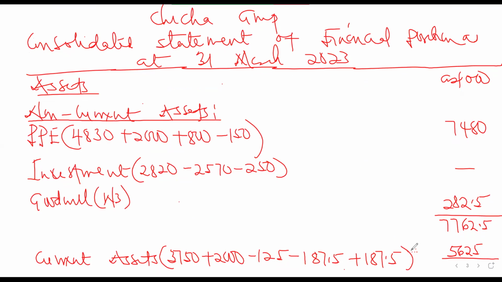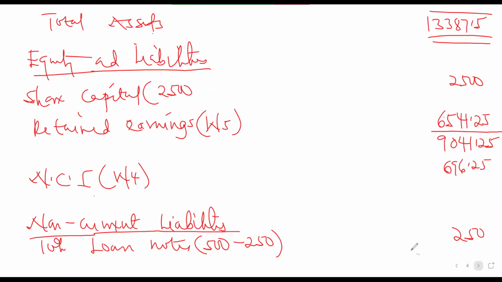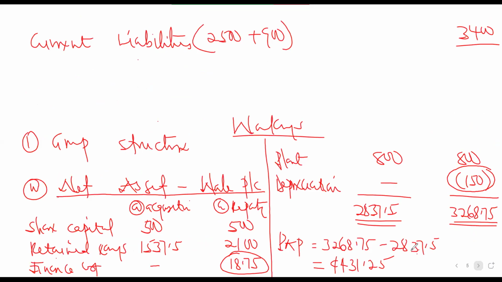5625. Okay, plus 7762.5, 13387. Okay, so let's count to the 2,500 plus 65, 6541.25 plus 696.25 plus 250, then plus 3,400. Okay, 13387.5. Yes.